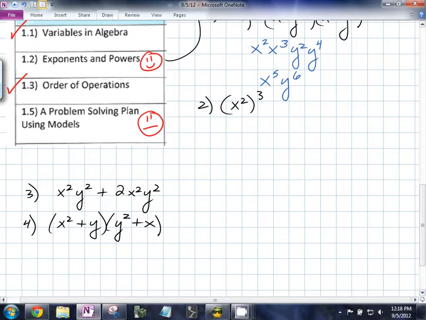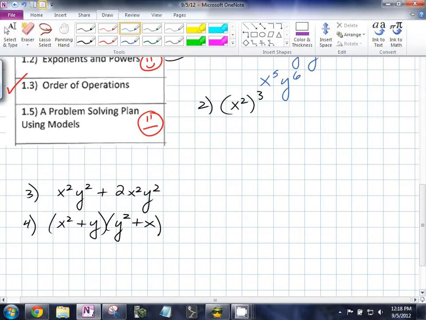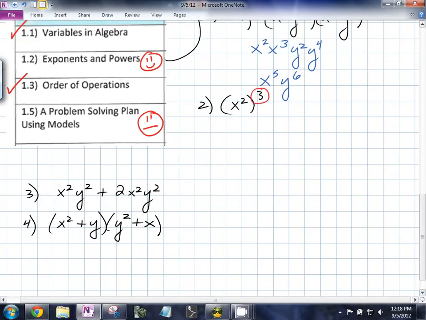Okay, so what about this one? What do you do with a power of a power? What does this 3 mean? It means that x squared is being cubed.